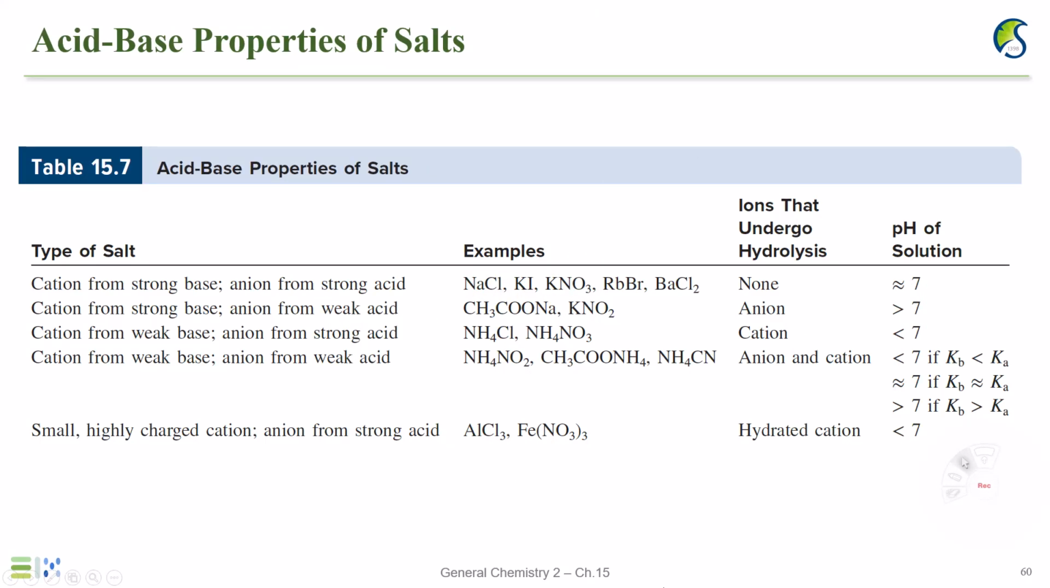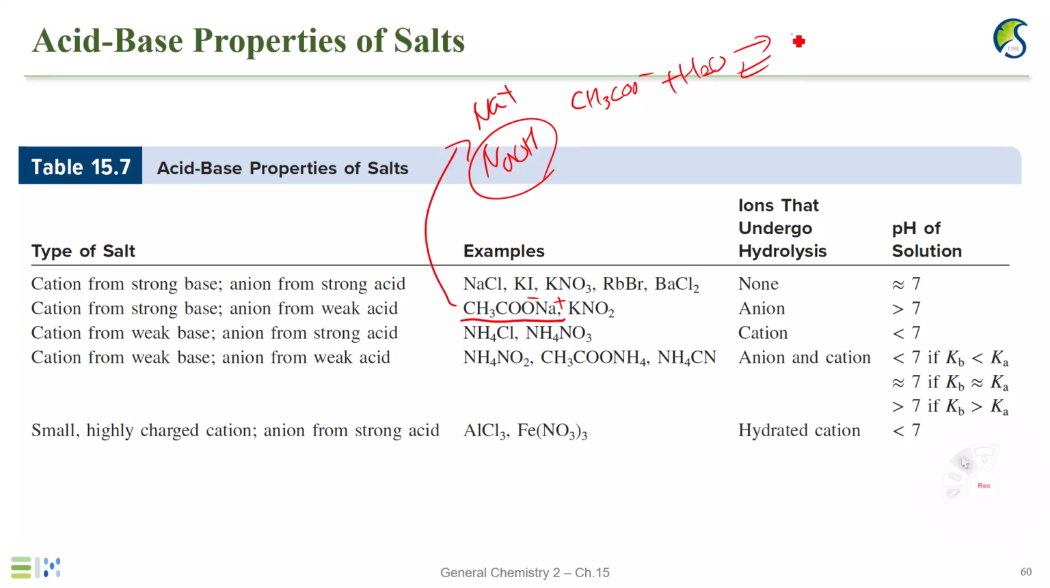Okay. But if I repeat, in case of CH3COONa, the Na plus cation is from a strong base, so Na plus doesn't do anything. But the CH3COO minus anion is from a weak acid, so this is going to do something further, which is hydrolysis of water to generate OH minus.